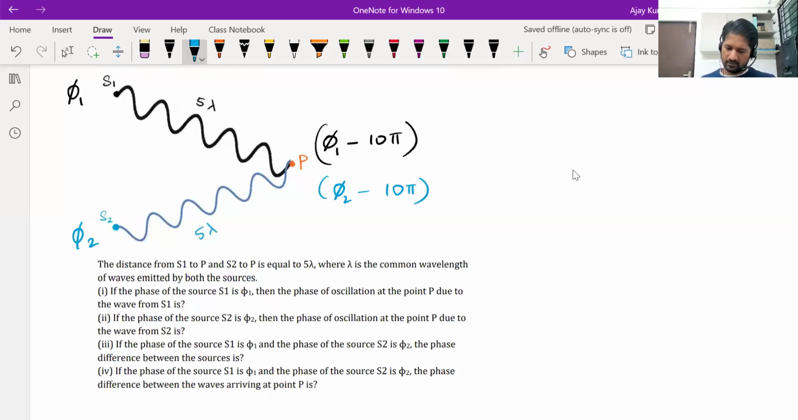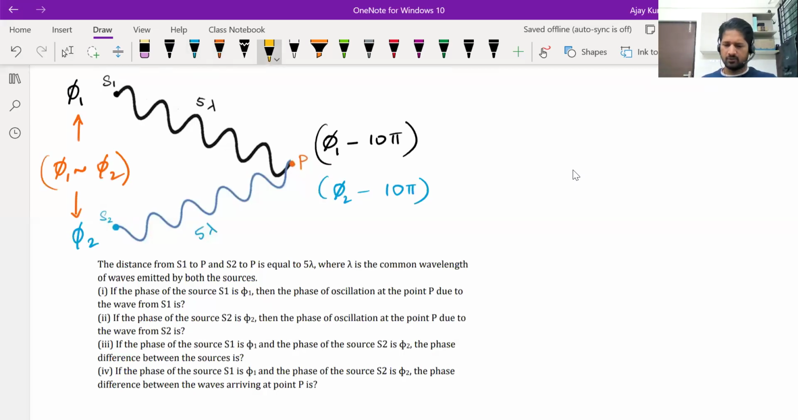If the phase of the source S1 is phi 1 and the phase of the source S2 is phi 2, the phase difference between the sources is? That is a simple question. The phase difference between these two will be phi 1 minus phi 2, or phi 1 difference phi 2, you can say. Whichever is greater, you will take first. That's the phase difference between the sources.